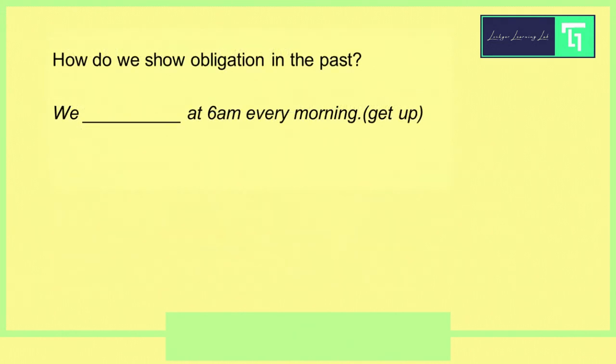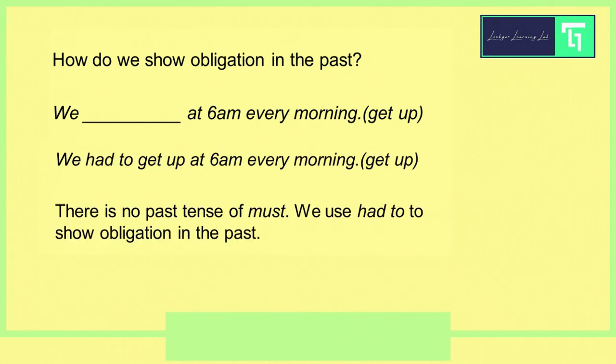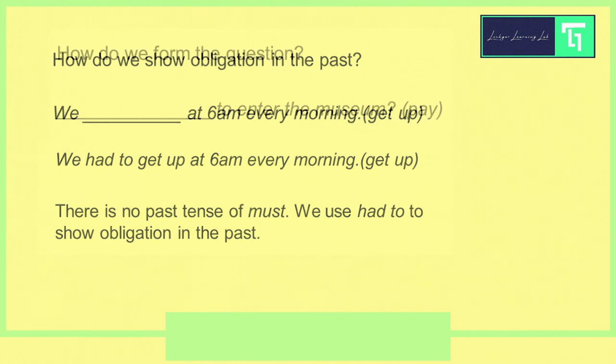What about in the past? Okay, imagine we want to talk about an obligation in the past. How do we do this? Can we use must? Well, the answer is no, we can't use must because in the past there's no form of must. We have to use had to. So we had to get up at 6 a.m. every morning. What about the question?